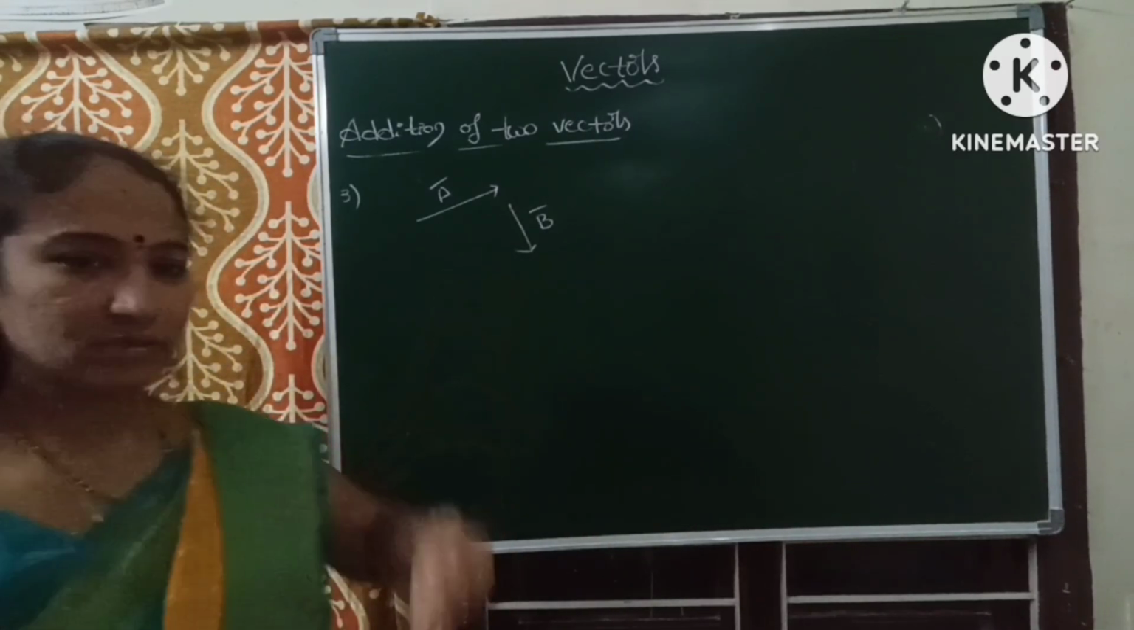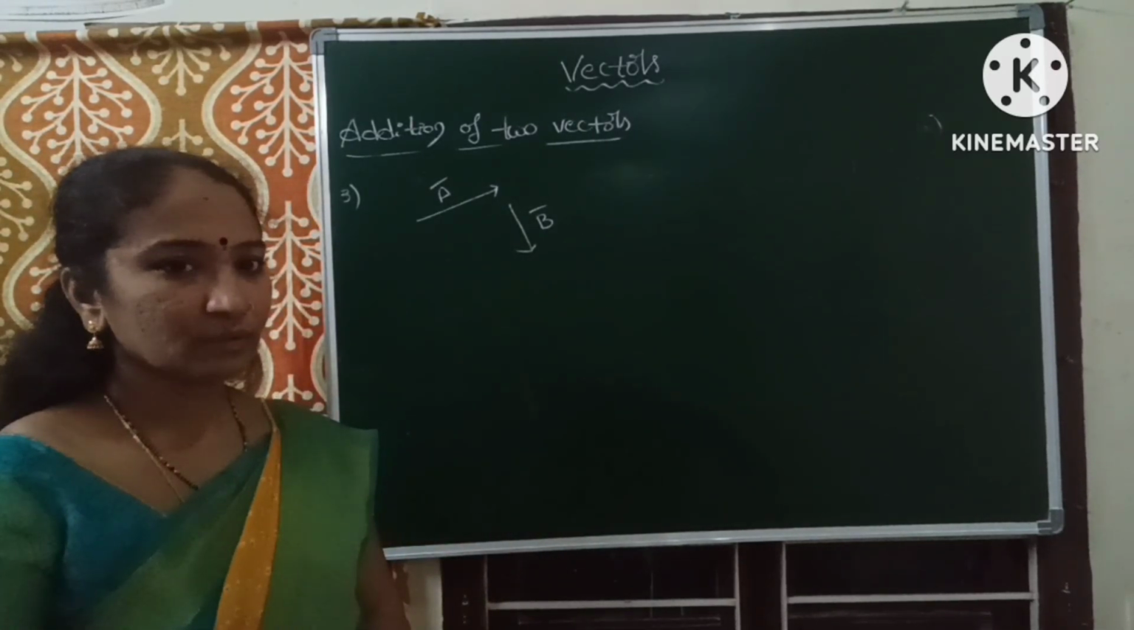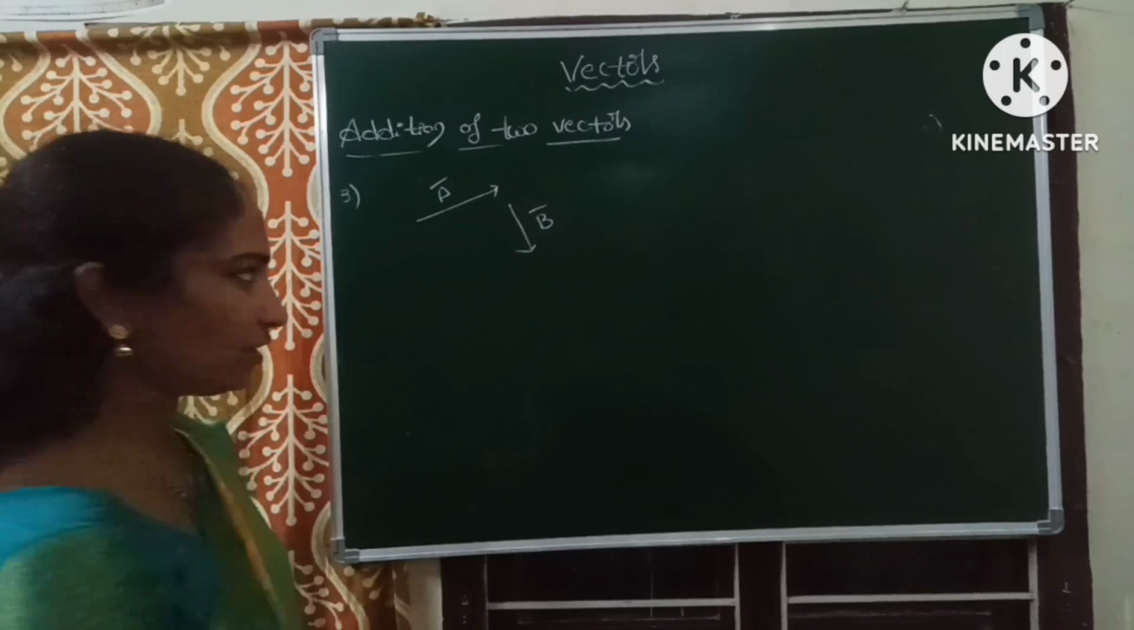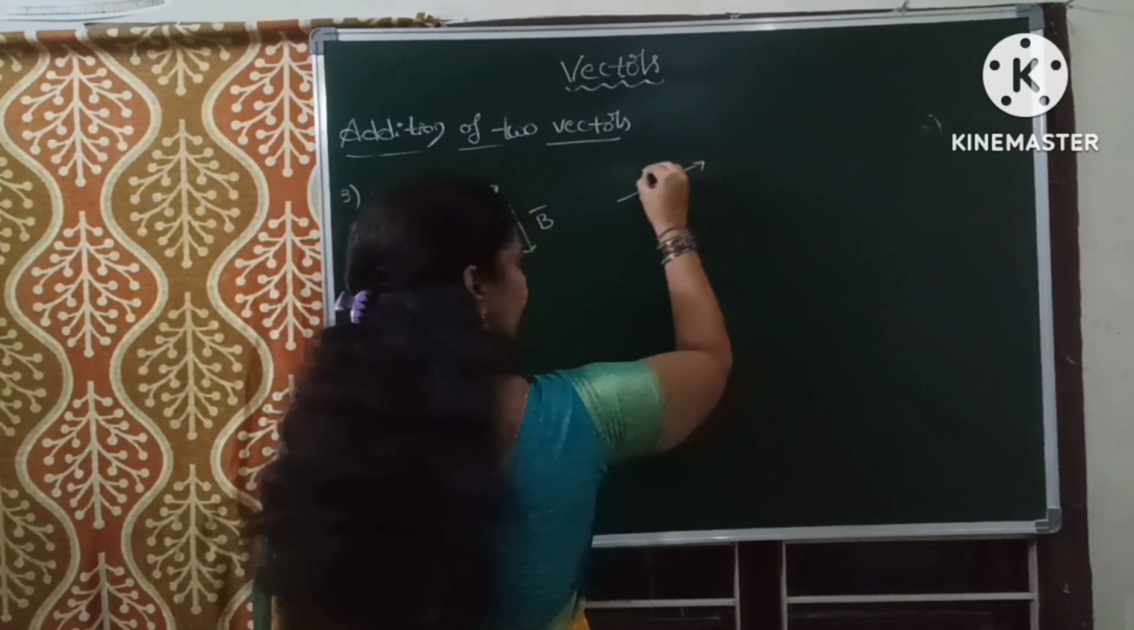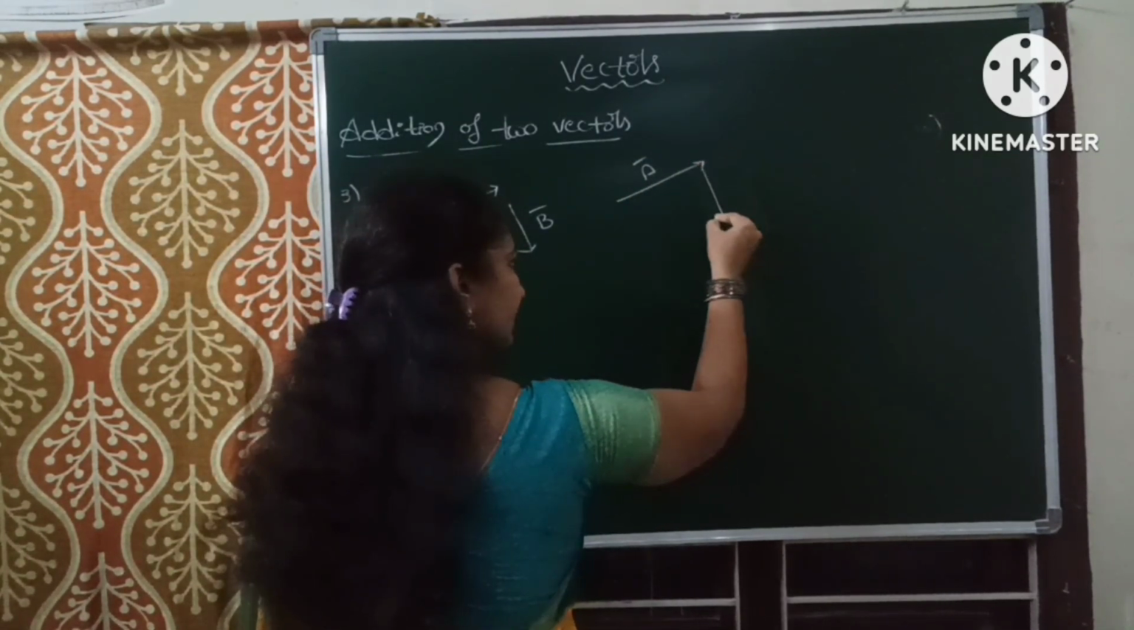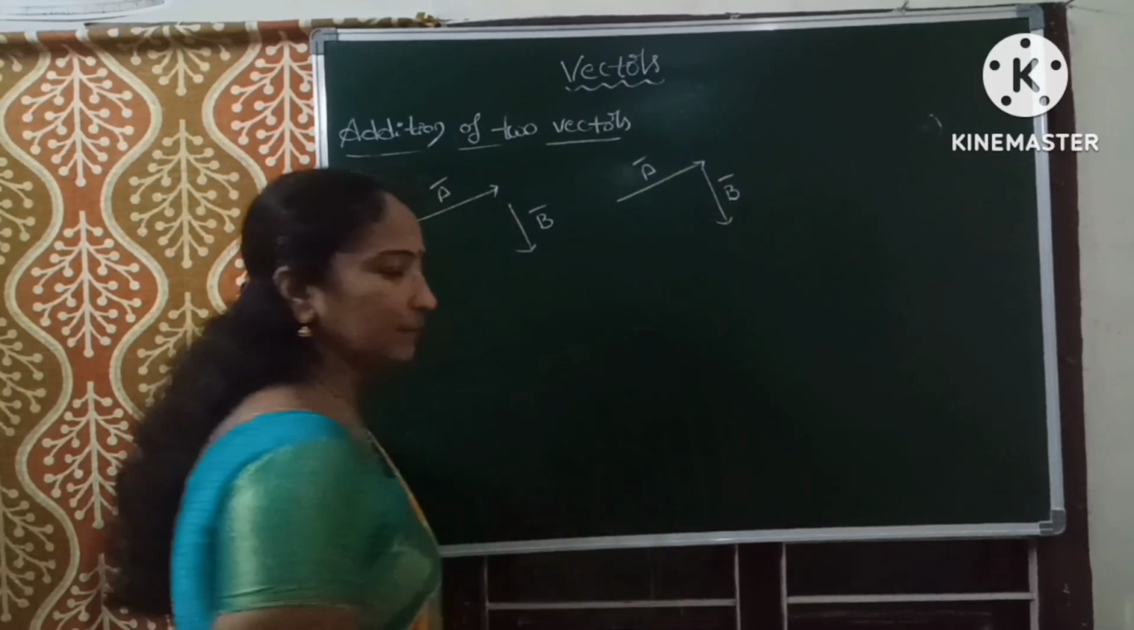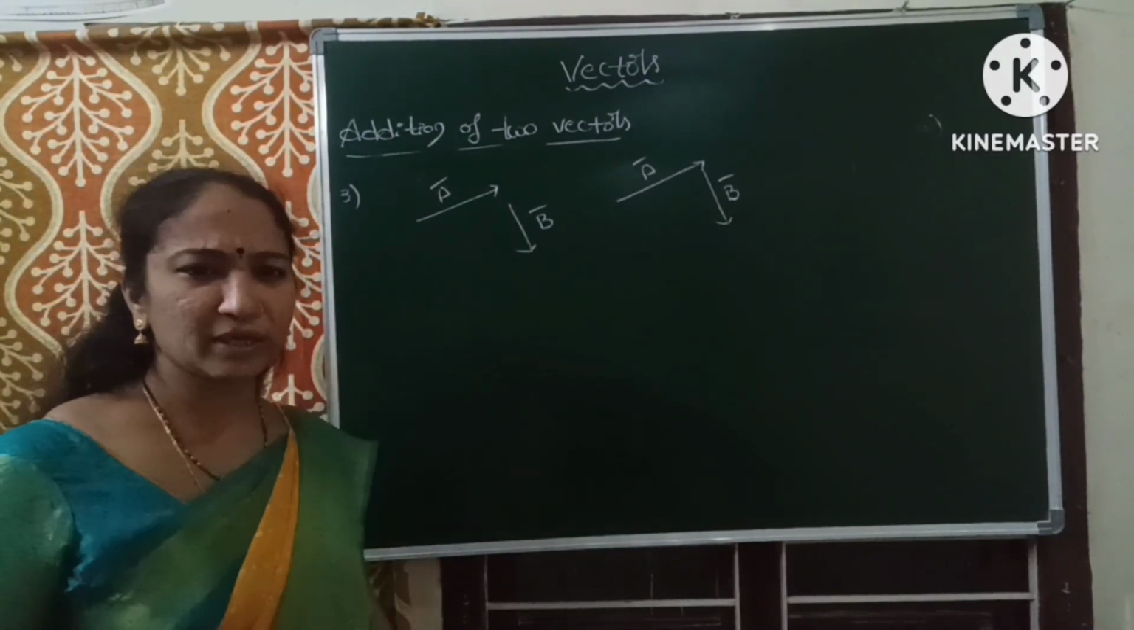Now I want the resultant. We have to add these two. First let us see the graphical representation right now. So just add the vectors A bar, and here it is B bar. Then what is the resultant and how to calculate?